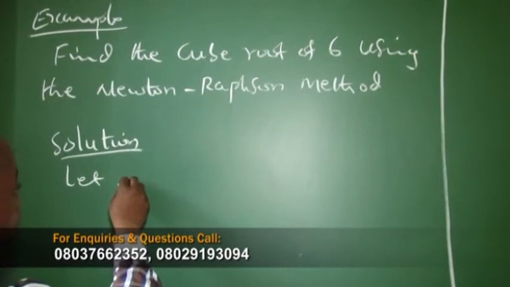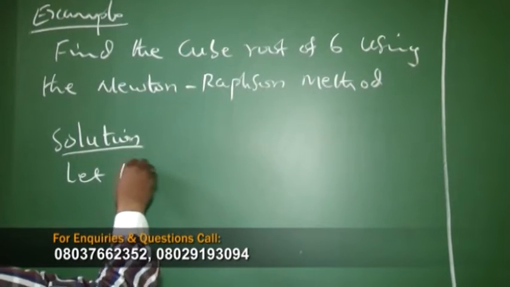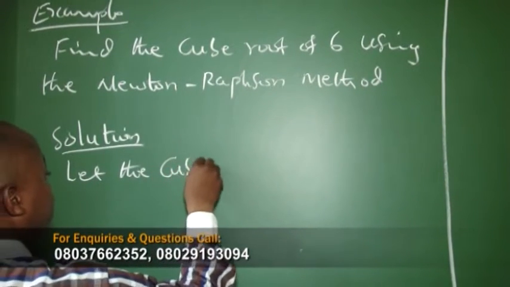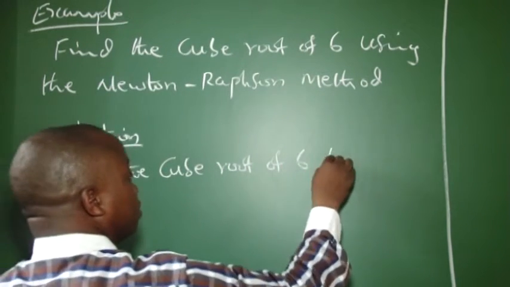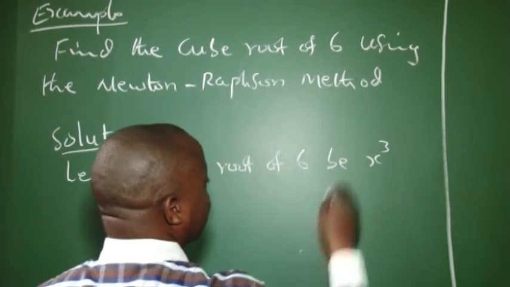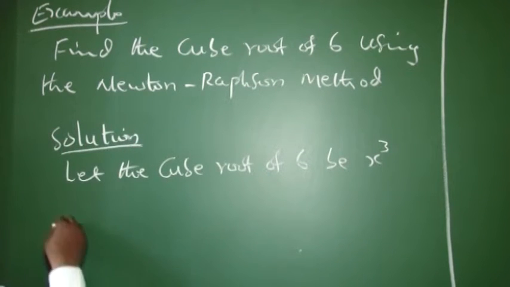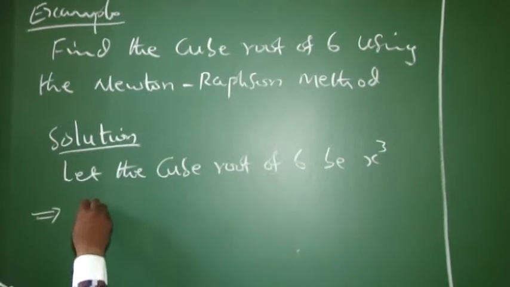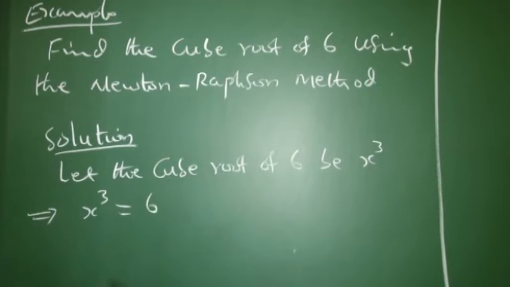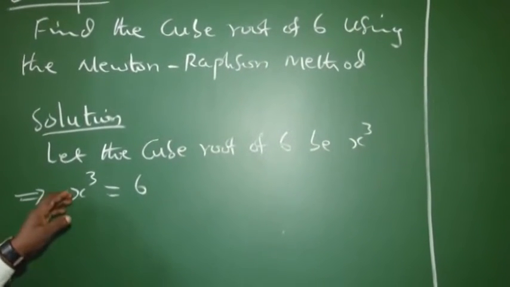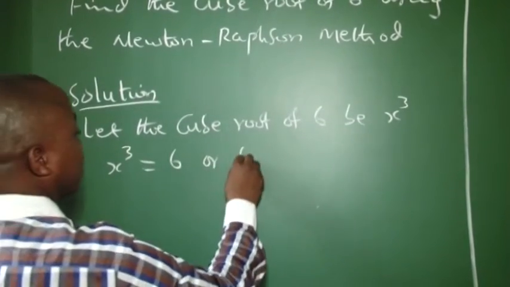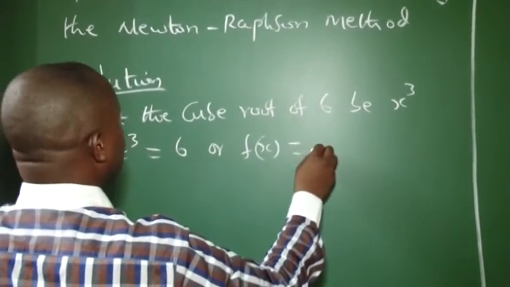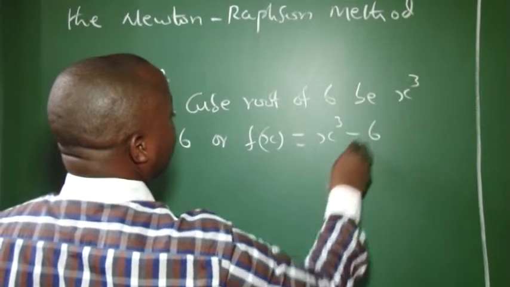Let the cube root of 6 be x. So x cubed equals 6. Or, if I don't want to write it like that, I can say f of x equals x cubed minus 6.